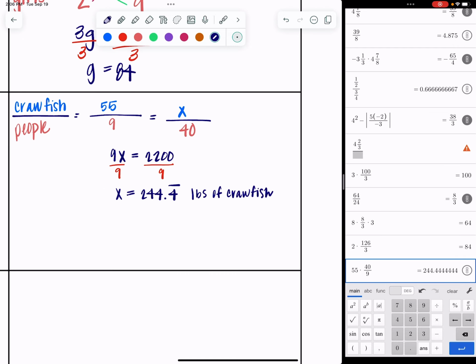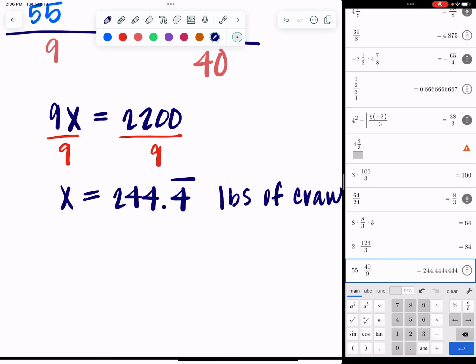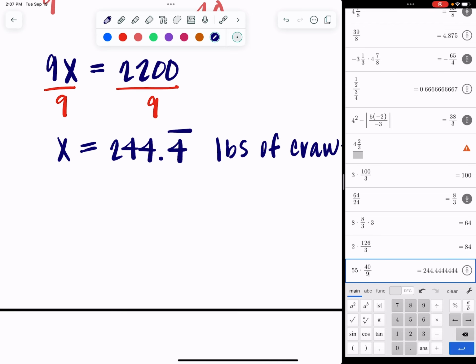Now, if you try to go buy crawfish, and I don't know if you've done this before or not, but usually you buy them by the big giant bag, or sometimes you can find places that'll sell you half a bag. Either way, if you go to try to buy 0.4 repeating pounds of crawfish, you are going to get laughed away from the crawfish. So, in order to have enough, we really need to order 245 pounds of crawfish.